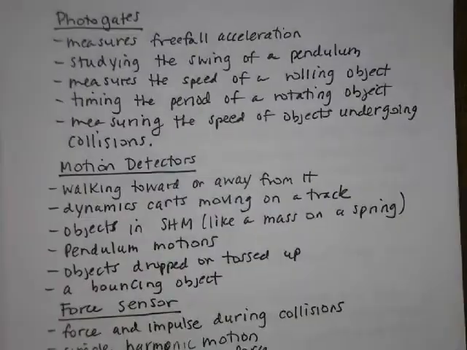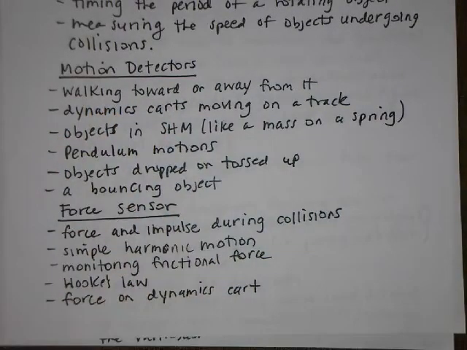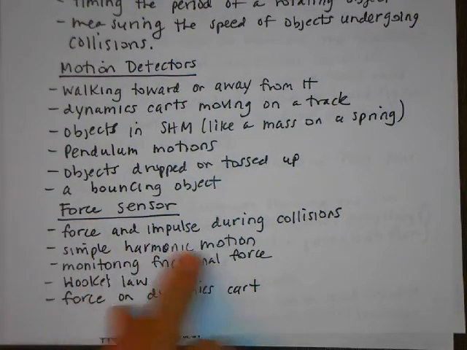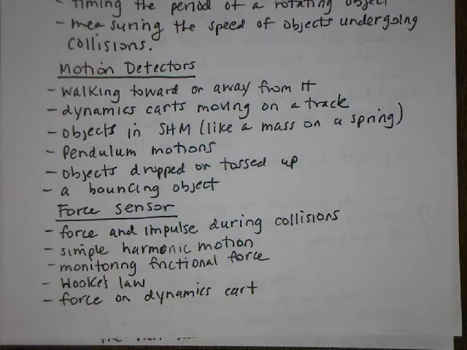Motion detectors are used for walking toward or away. Dynamic carts moving on a track, objects in simple harmonic motion, which is not going to be on the test, pendulum motions, objects dropped or tossed up, or a bouncing object. A force sensor is used for force and impulse during collisions. We're not doing simple harmonic. Also frictional force, Hooke's law, and force on a dynamics cart.